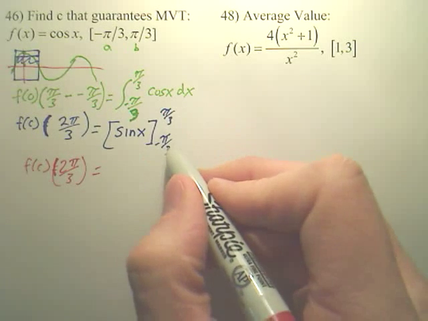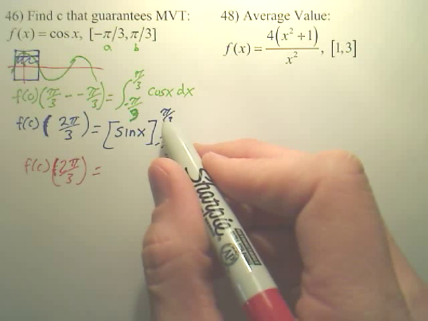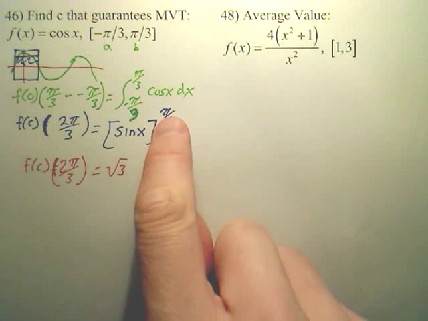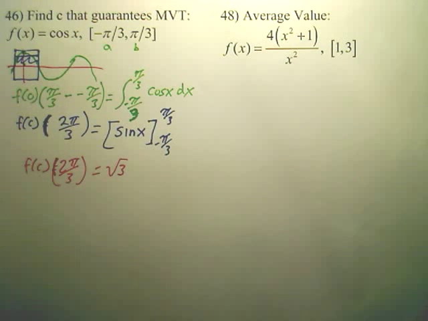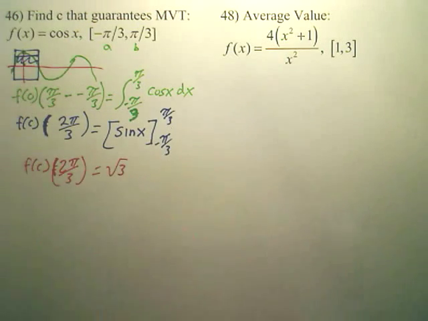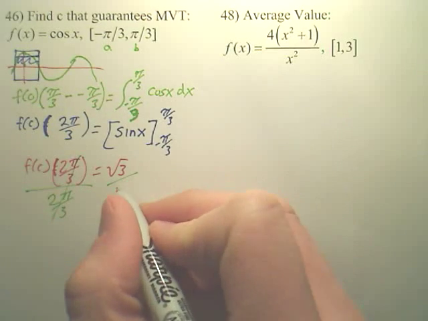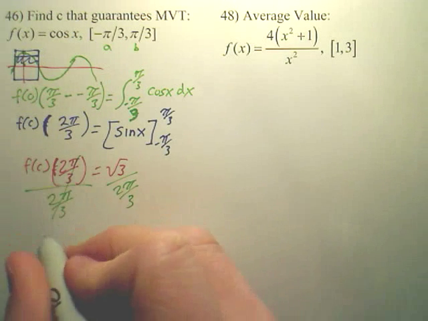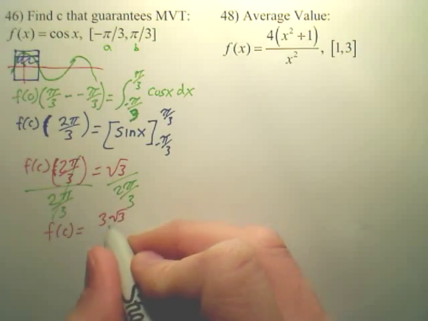Sine pi over 3, what do you get when you do all this right here? Don't you get square root 3? This whole thing ends up being the square root of 3. I'm saving time. If you were to plug in this and then plug in this and subtract the 2, you get square root 3. Sorry, I skipped a step. Now, can I divide both sides by 2 pi over 3? And once you do that, you end up with f of c equals 3 square root 3 over 2 pi.